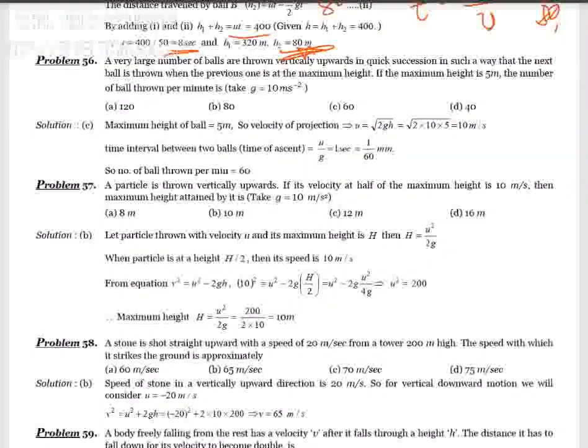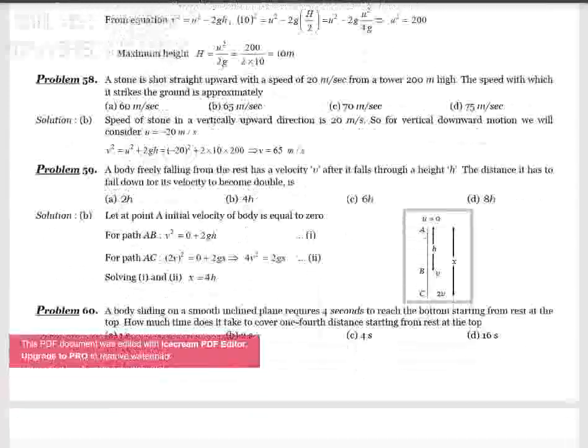Okay, this is all about one-dimensional motion. Do the rest of the examples by yourself.